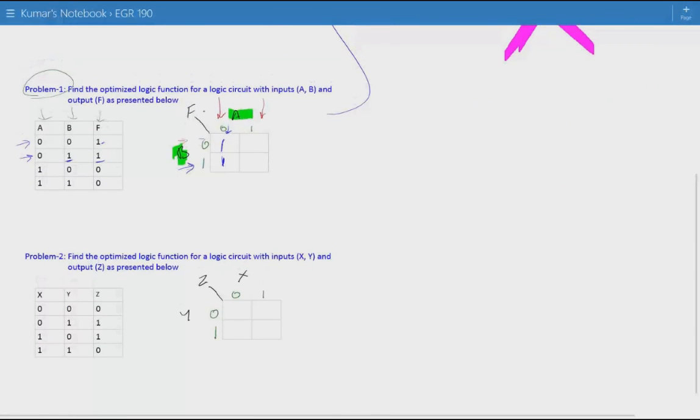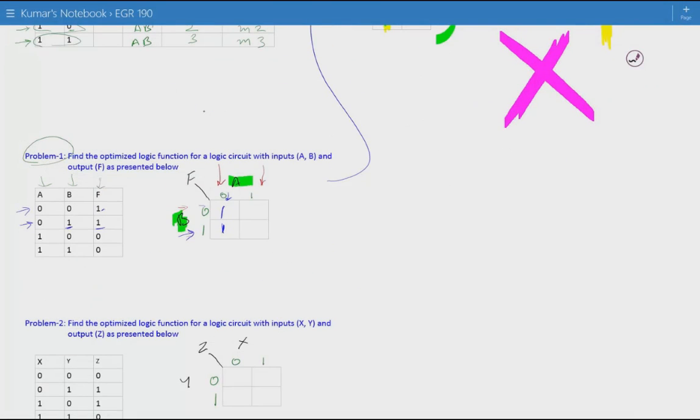So here we have two ones. As you see here, these are available vertically. So basically we can group them, and I'm going to call this, let's say, group 1. And if we have any multiple groups, our function is going to be summation of those groups: group 1 plus group 2 plus group 3 plus so on. Here we have only one group, so my function is going to be G1.